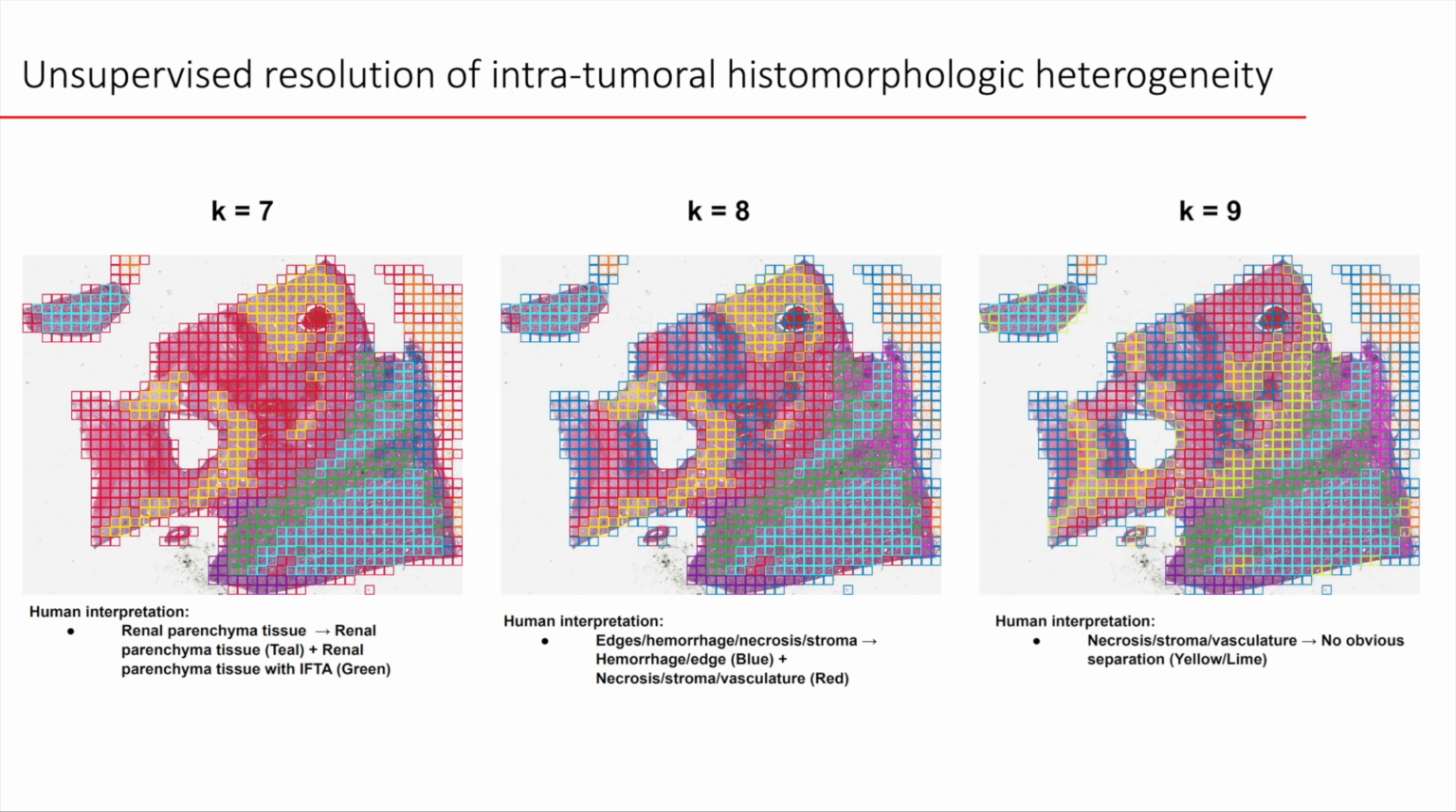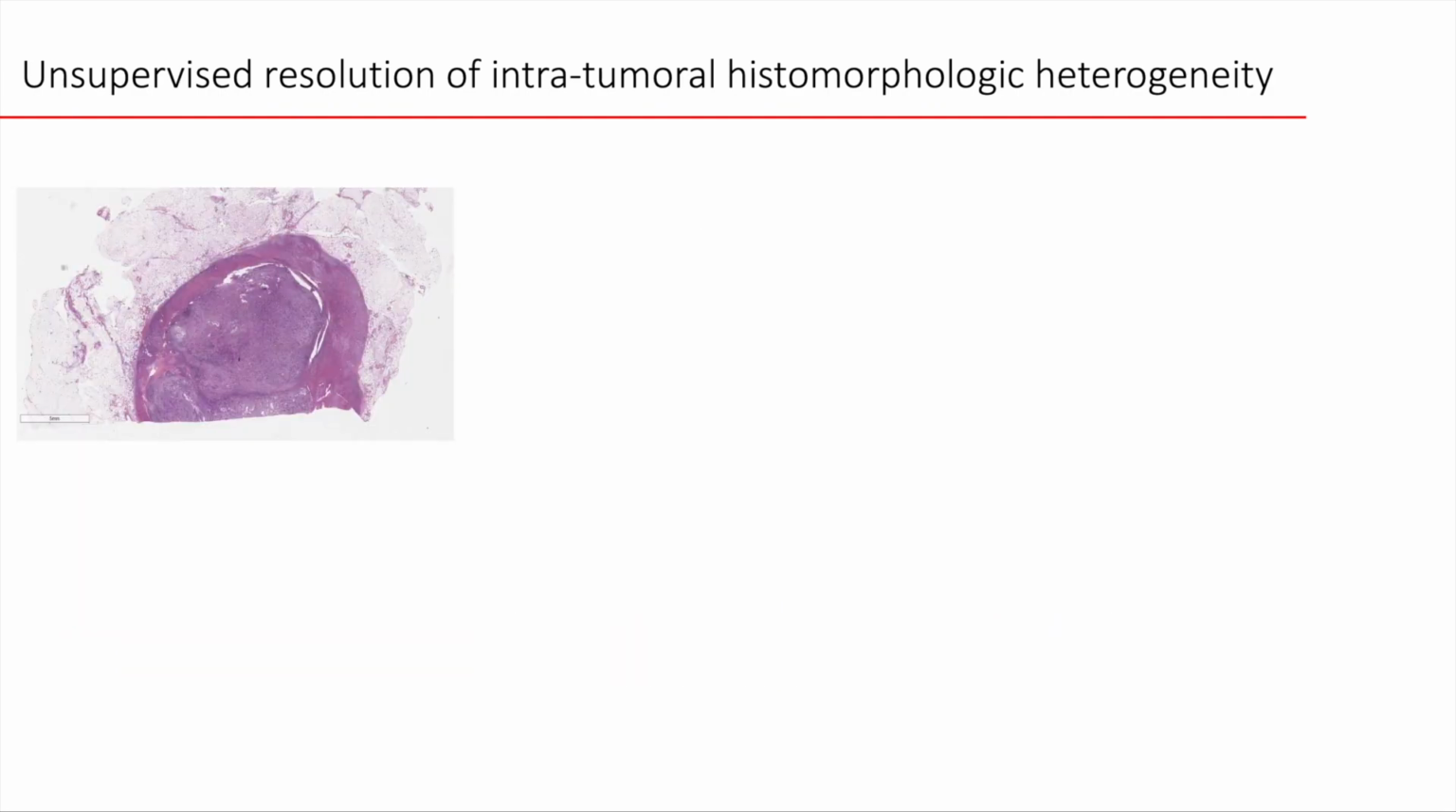When we go to K equals 9, the human interpretation didn't find any obvious separation, so that's why we chose K equals 8 to display this type of intratumor heterogeneity. Now, the beauty of this is it works in a number of different tumor types.